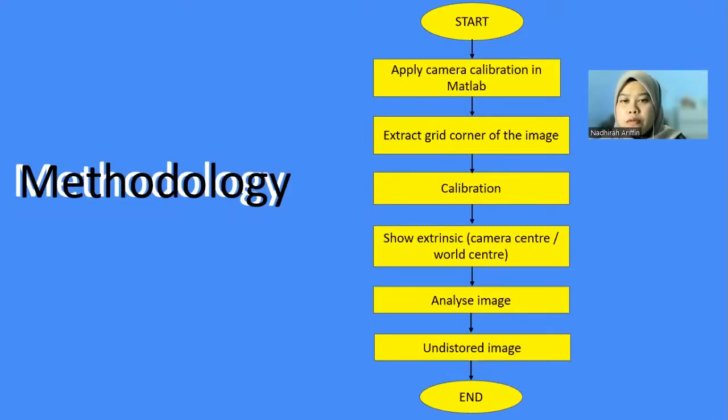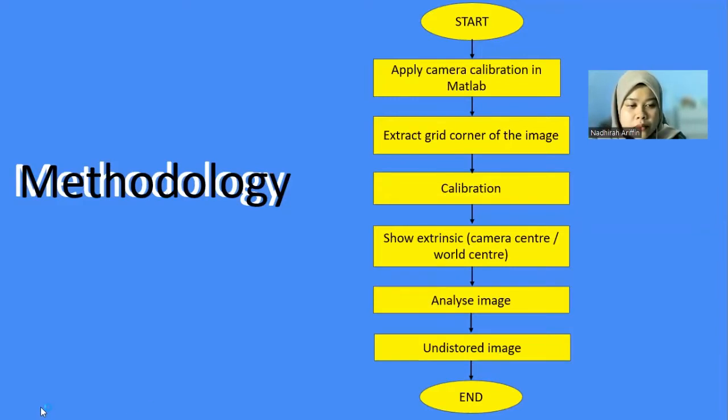First, we start, then we apply camera calibration in the MATLAB software. Then we extract the grid corners of the image. Then we calibrate the image. We show the extrinsic result for the image, the camera center or the world center. Then we analyze the image and undistort the image, and the end.